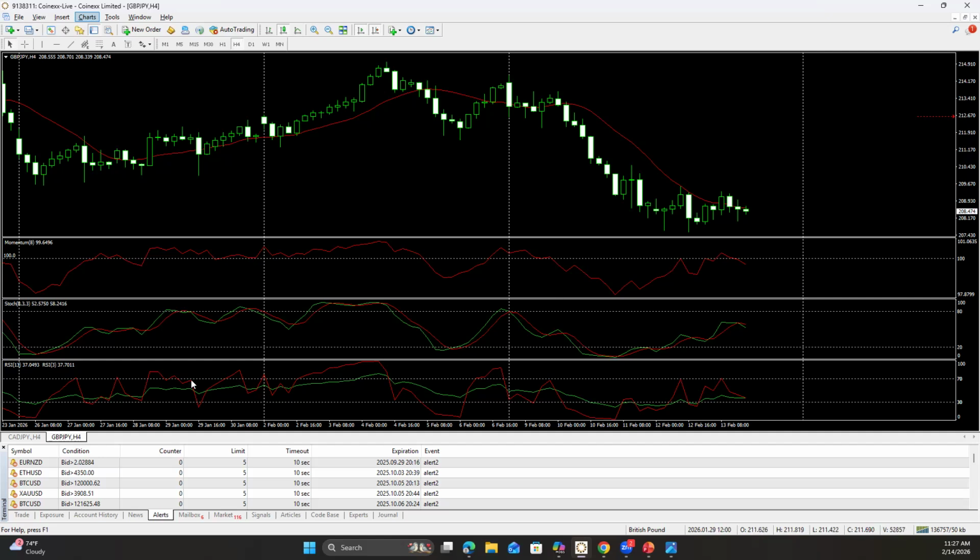So the RSI. The RSI also has a 13 period on its K and D signals as well. Now, the RSI is a momentum indicator that measures the magnitude of recent price changes to analyze overbought or oversold conditions.